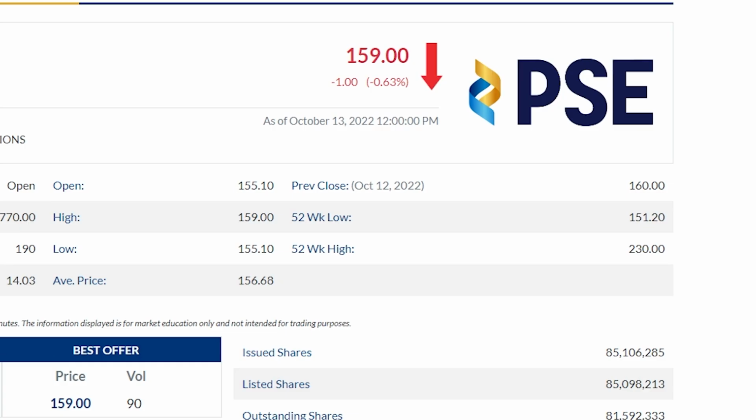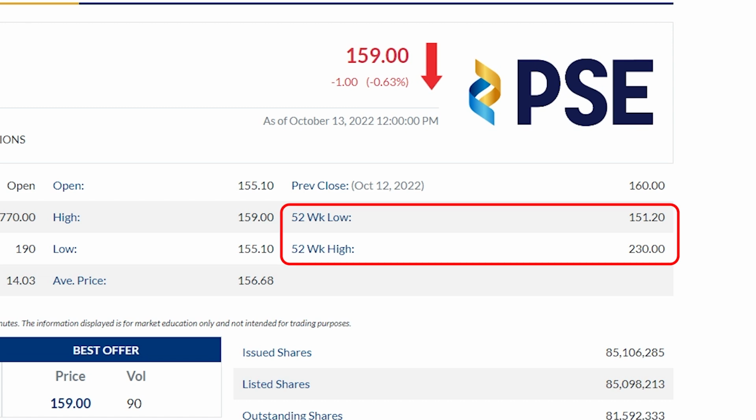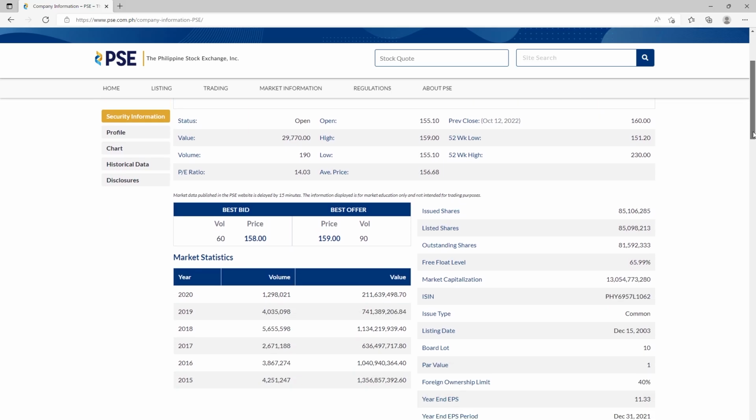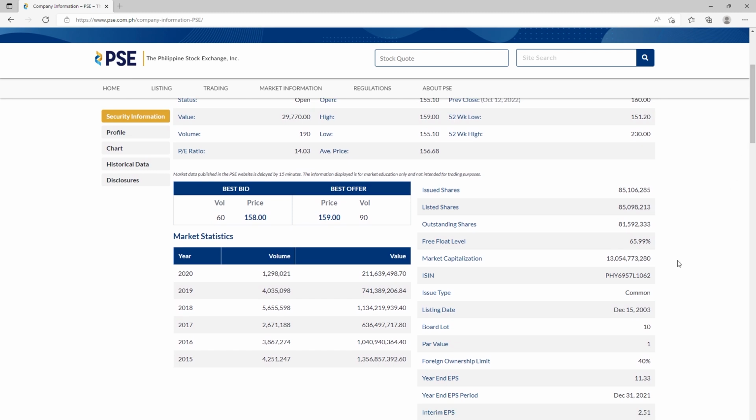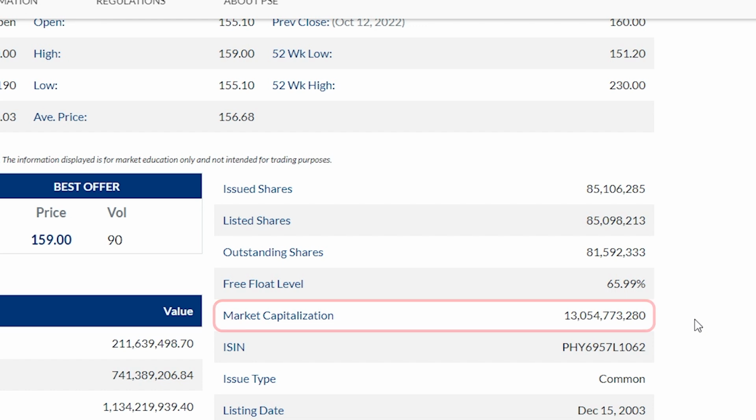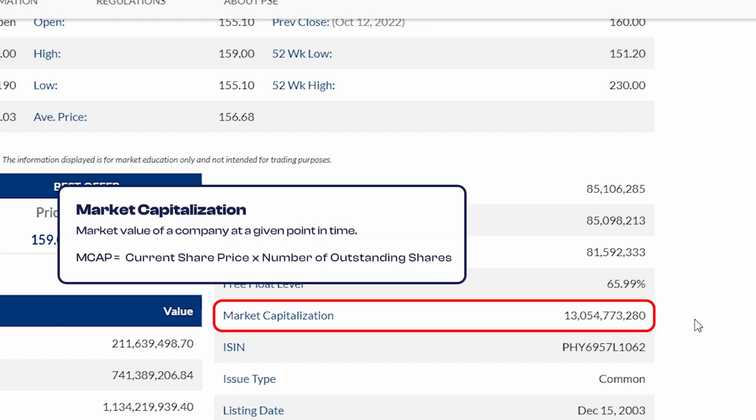I'll explain further what the earnings per share is, or EPS, in a little while. Meanwhile, the 52-week low and the 52-week high are the lowest close and the highest close of the security during the course of a year. Scrolling further down the page will lead you to the stock's market capitalization, also known as market cap or MCAP. This figure is the total market value of the listed company, or simply saying how much the company is worth. MCAP is computed by multiplying its current price by the number of outstanding shares of the company.